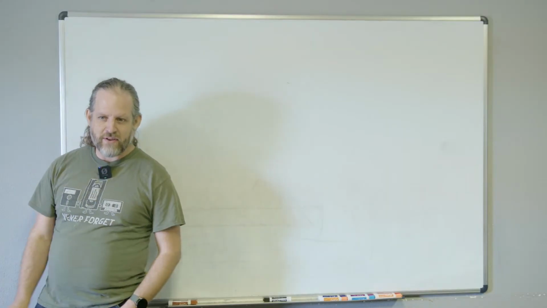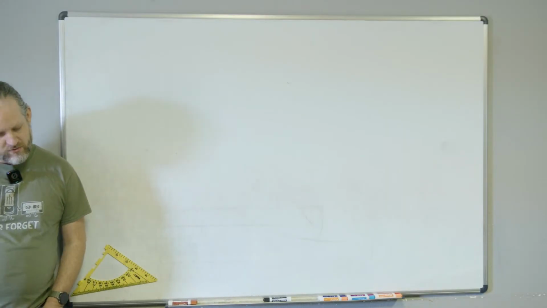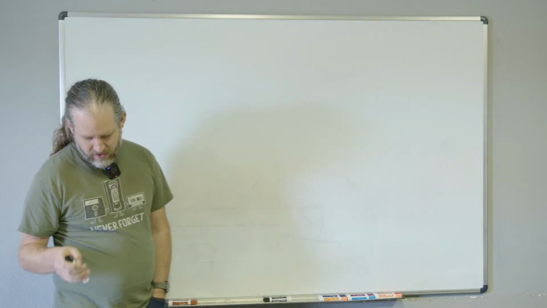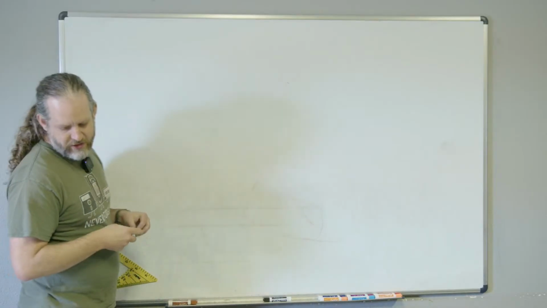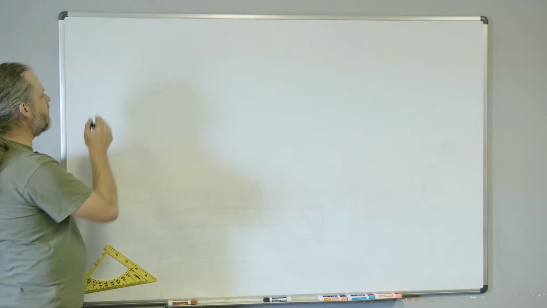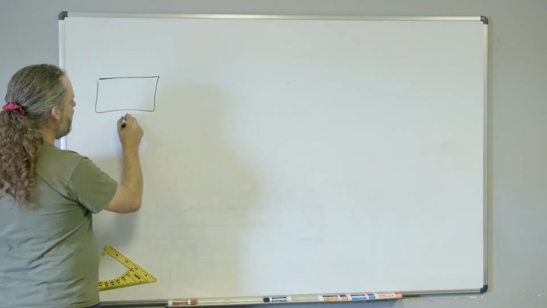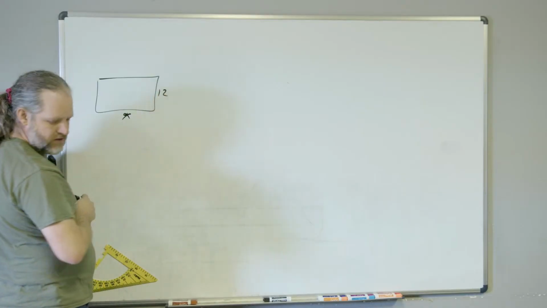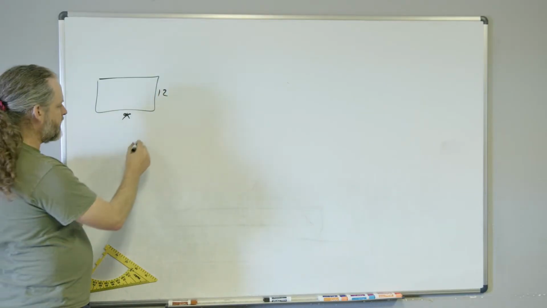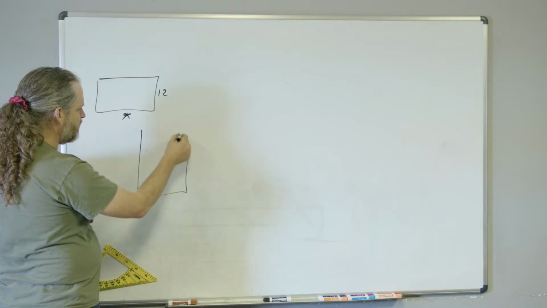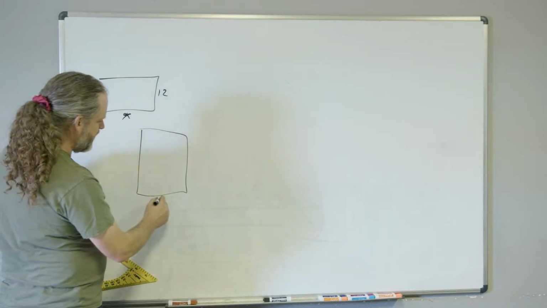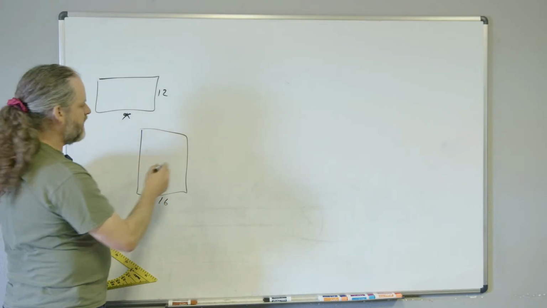What questions do we have on that lesson? 22, please. Find the value of x so that the rectangles have the same area. We've got a rectangle over here that has got x and a 12. And we've got another rectangle that has a 16 and an x minus 2.